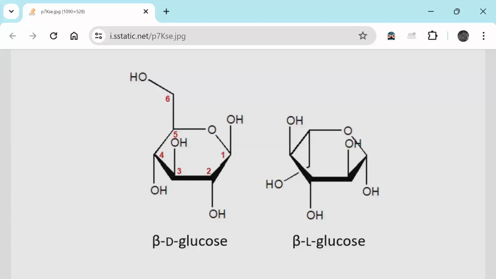The first molecule that we talked about in this class was glucose. The one on the left is the one that your body uses, beta D glucose. The one on the right is beta L glucose. Your body cannot use that at all. What's wrong with it?